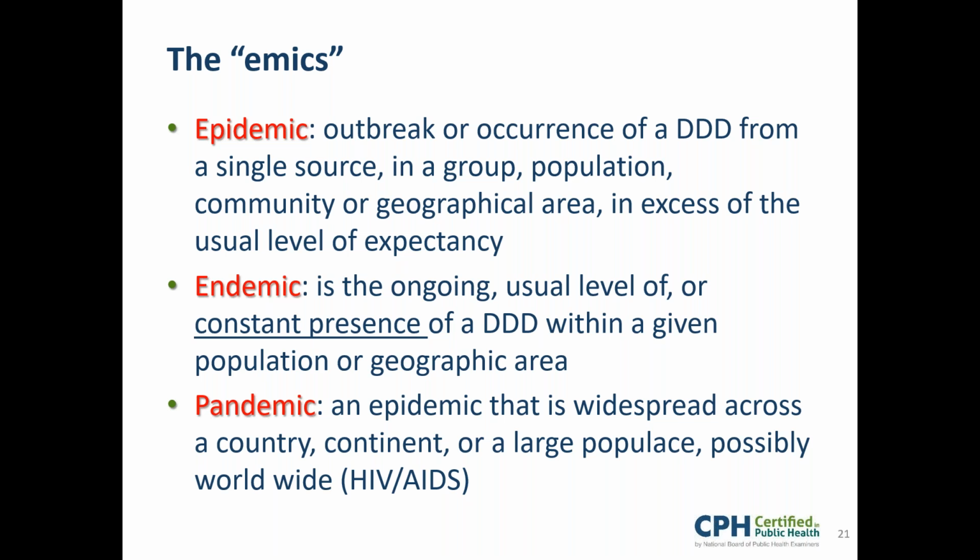Endemic is the ongoing or usual level of or constant presence of death, disease, or disability within a given population or geographic area. And pandemic is an epidemic that is widespread across a country, continent, or a large populace, so possibly worldwide, such as HIV/AIDS. HIV/AIDS extends beyond one continent. It actually covers multiple continents. Next slide, please.